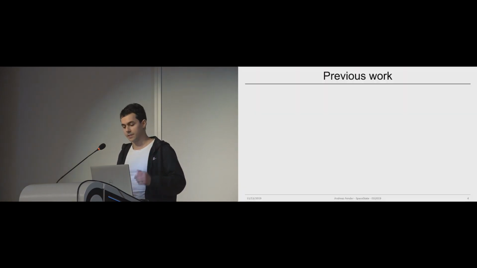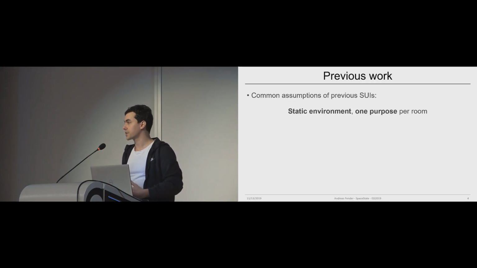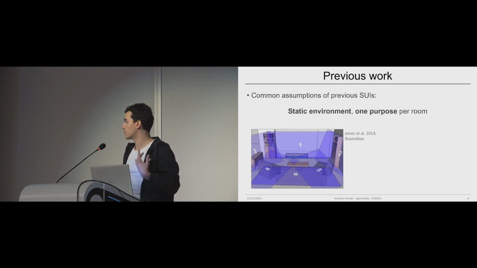And before I get into any details, I want to briefly talk about previous work. In particular, I want to talk about some common assumptions of previous spatial user interfaces. Often these user interfaces assume a static environment, and more importantly, that there's one purpose per room. So for instance, Room Alive lets you carefully calibrate projectors to project content onto calibrated surfaces. Of course, it has some automatic features like planar surface detection, but it does not let you design stuff by purpose, but only by room, for instance.